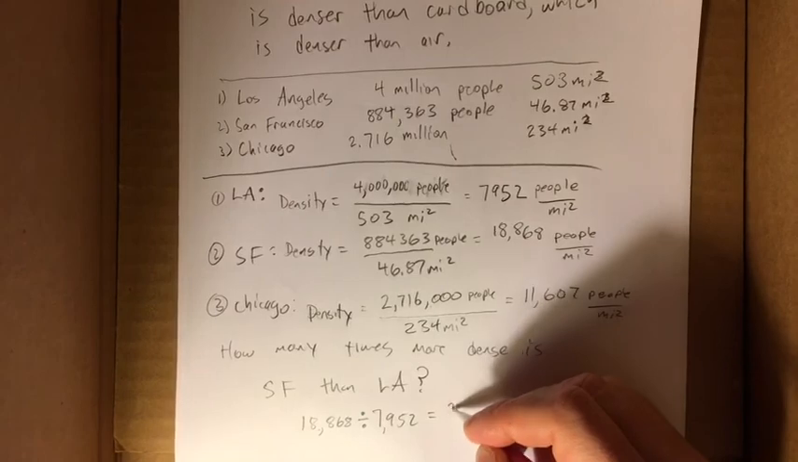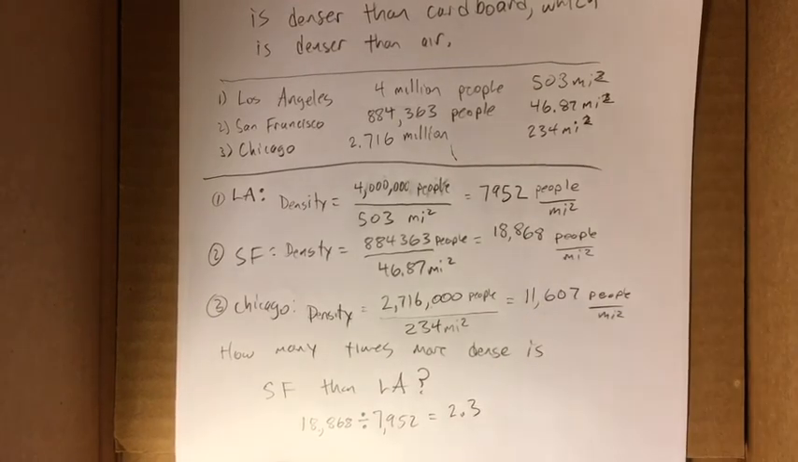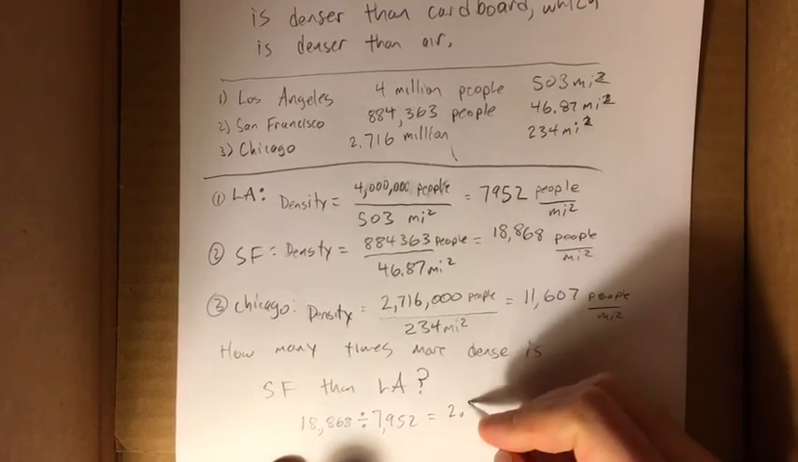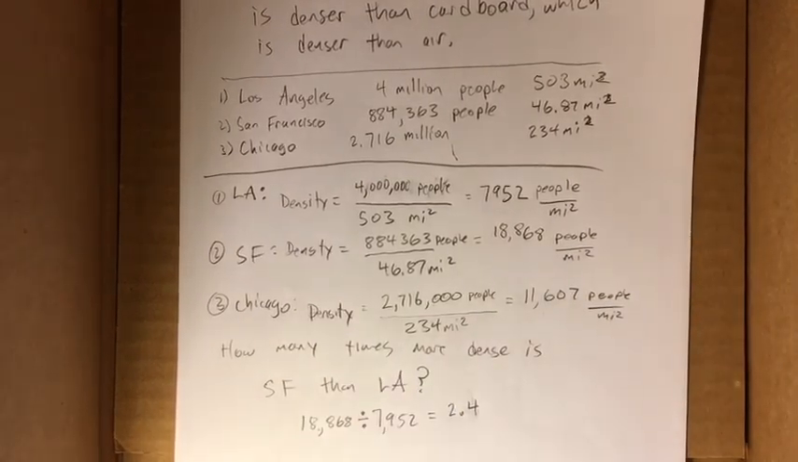And it's about 2.3 times, or I should say, when you round it, it actually becomes about 2.4. So it's almost 2.5 times as dense. So there's almost 2.5 times as many people in each square mile of San Francisco than there is in Los Angeles.